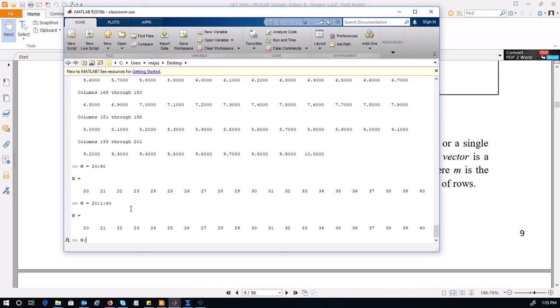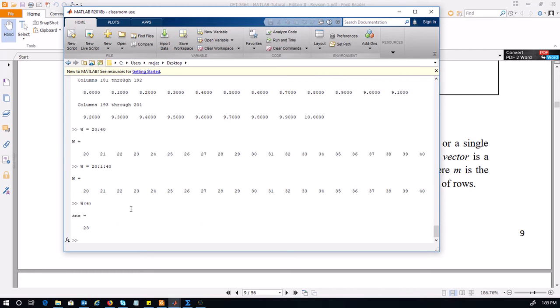So let's say if I want to know what is sitting at index 4 of vector w, you write down w parentheses 4, and it's going to show you that it is 23, which is right here, this 23. So this is how you can access specific values that are sitting at specific indices using parentheses.